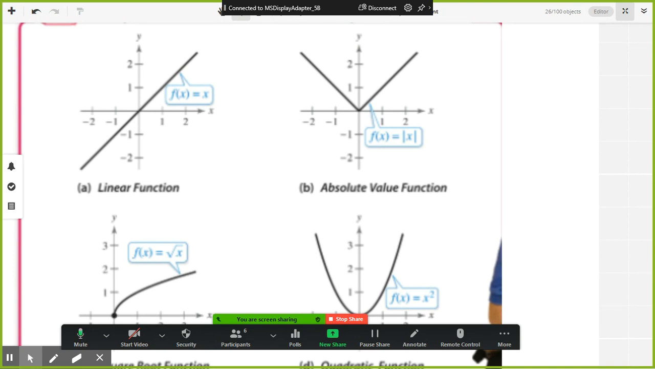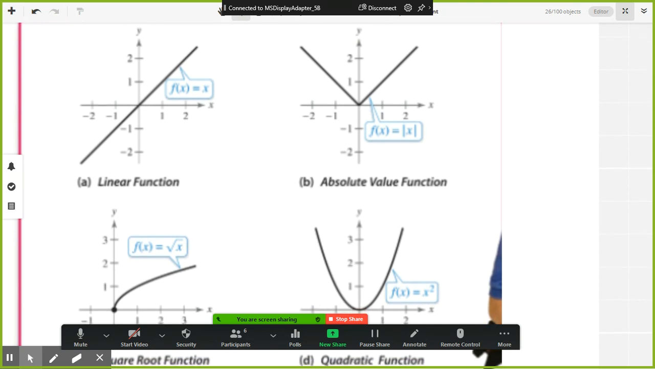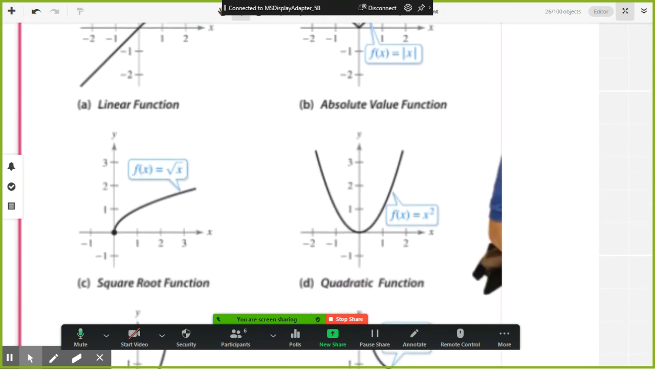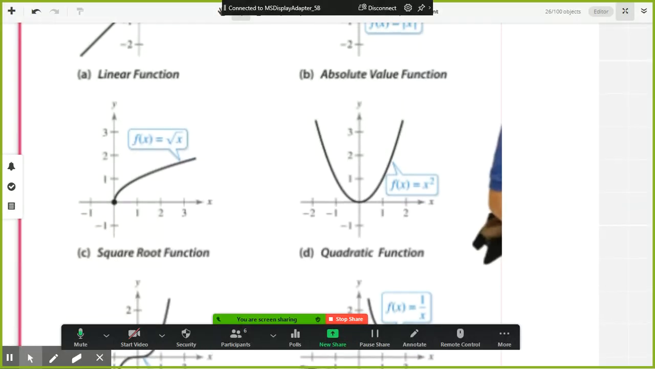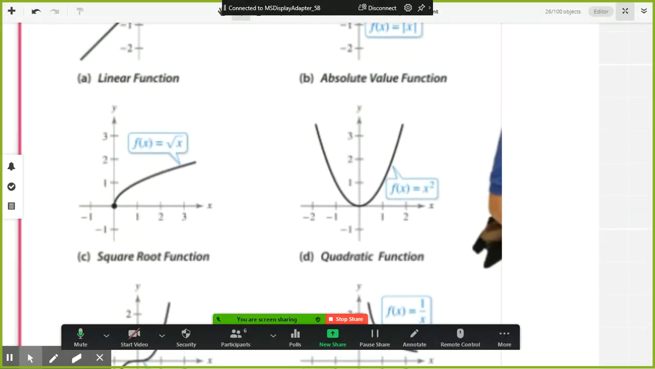Then we have the absolute value function, which is f of x equals the absolute value of x, which forms a V, with the vertex right there at 0, 0. The square root function, you'll see over here on the left, f of x equals the square root of x. It forms this sort of curve that starts at 0, 0 and sort of hooks up to the right. It kind of looks like half a parabola, which is what it is. A half a parabola on its side is basically what it is.